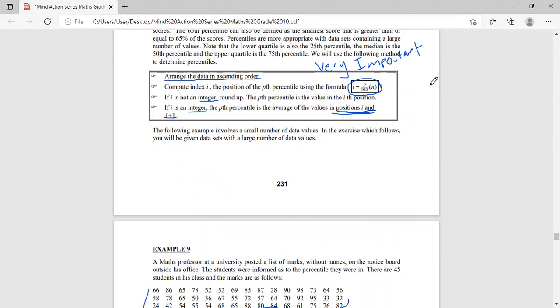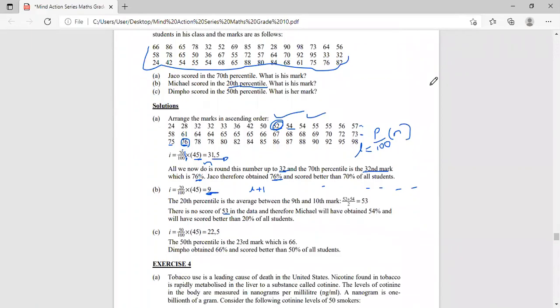Very important. So, my data set here, if I have an integer, it's I plus 1. So I plus 1 gives me 10. And then I go back to my data. I look at the orders: 1, 2, 3, 4, 5, 6, 7, 8, 9, 10. These two are what I'm focusing on, 52 and 54. I want the average of 52 and 54. This is how I get the average. I divide the sum by 2.